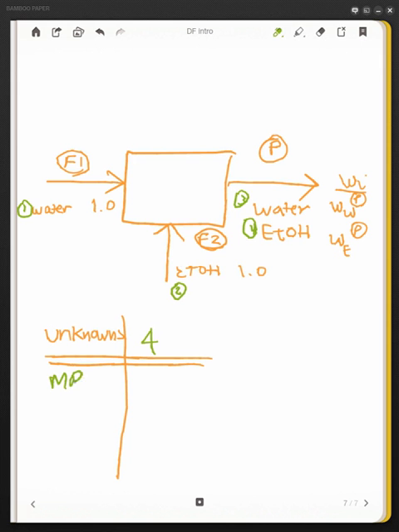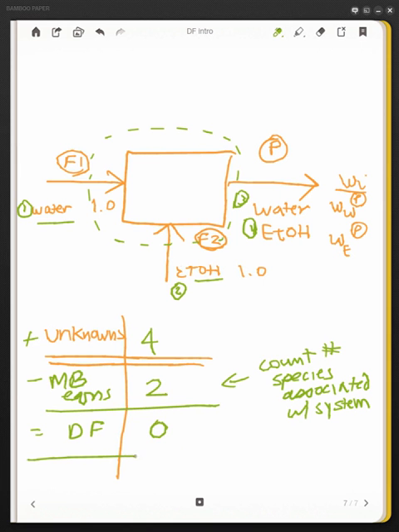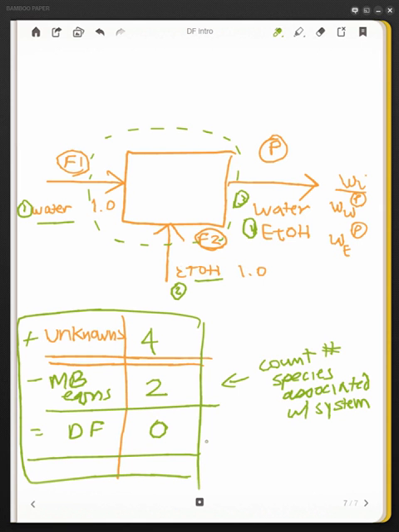As far as the mass balance equations, you count the number of species associated with the system. So you should always draw your system boundary here. And you go around, and basically we have water and we have ethanol, just two different species. And that is the degree of freedom. Now, the last thing you want to do actually is count the number.